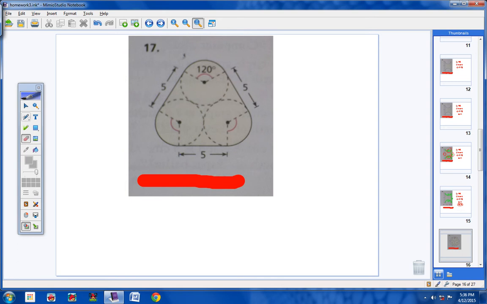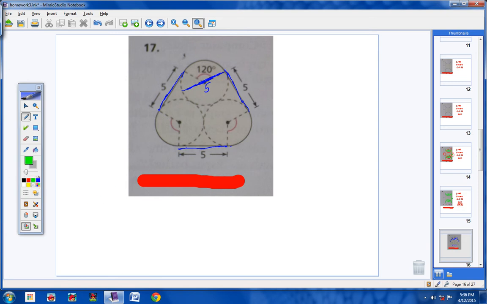So I'm going to go ahead and draw that on there right now. Your radius right here is 2.5. That means the diameter of all of these circles is 5. Okay, now I know from here to here is 5, and I know from here to here is 5, and I know from here to here is 5. Okay, that's fine.